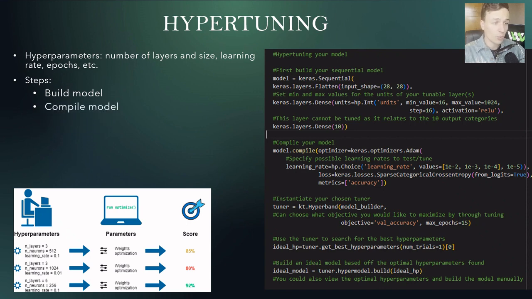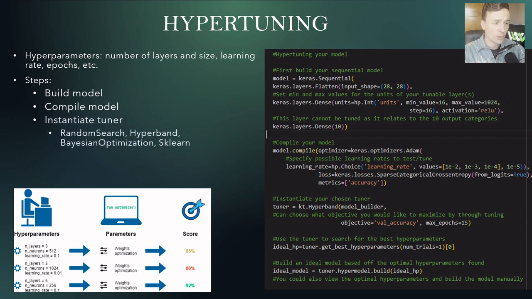So once our model is built, we then need to compile it. The only difference here is that our optimizer has a learning rate with multiple values that can be tested, so the ideal learning rate can be found. This is specified by setting the learning rate equal to hp.Choice, specifying the learning rate, followed by the possible learning rate values you would like to test.